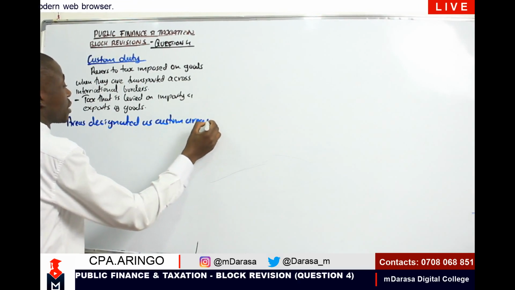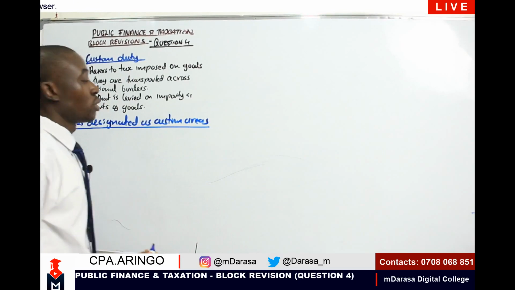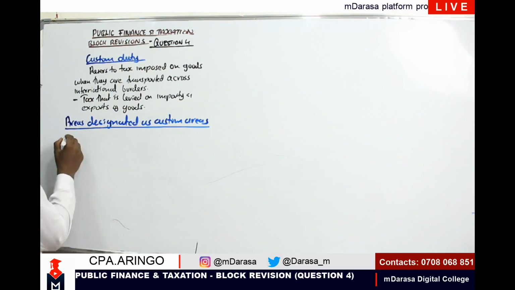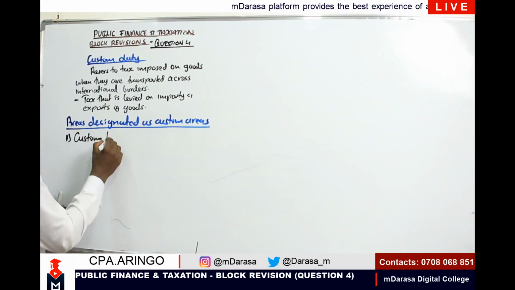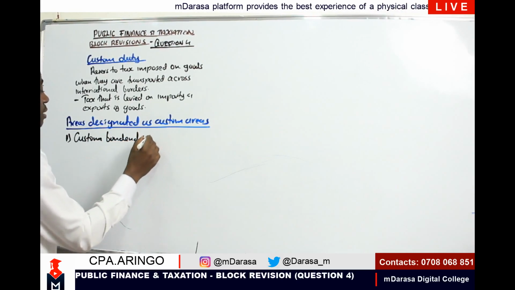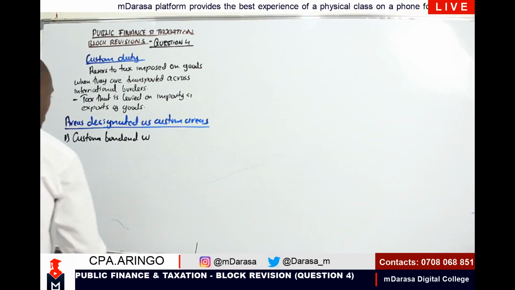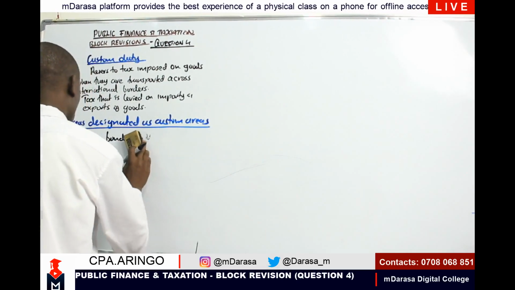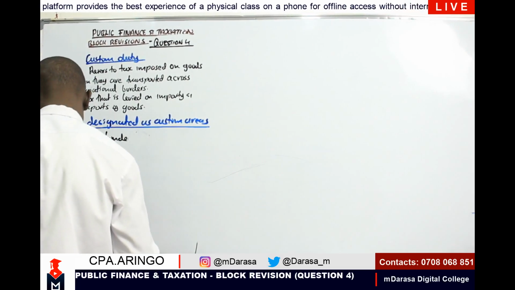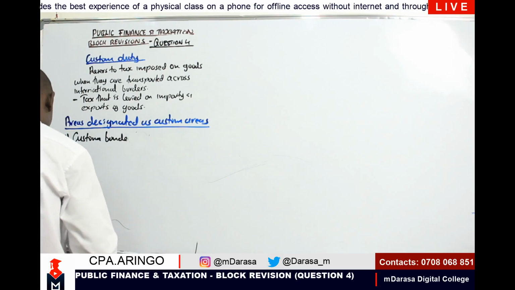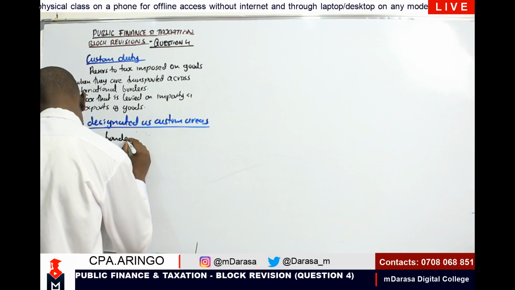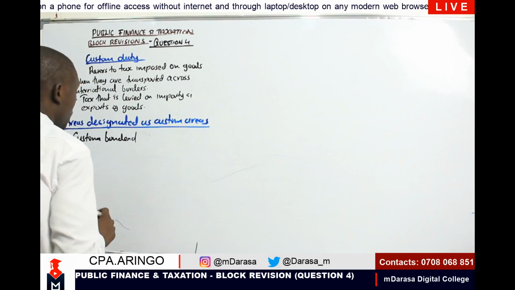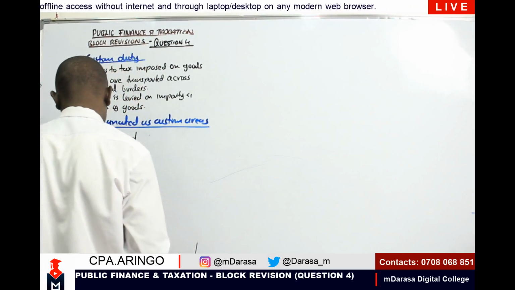We have so many, but you're just going to look at a few. Some of the areas designated as custom areas that we normally tend to talk about, number one, the custom bonded warehouses.